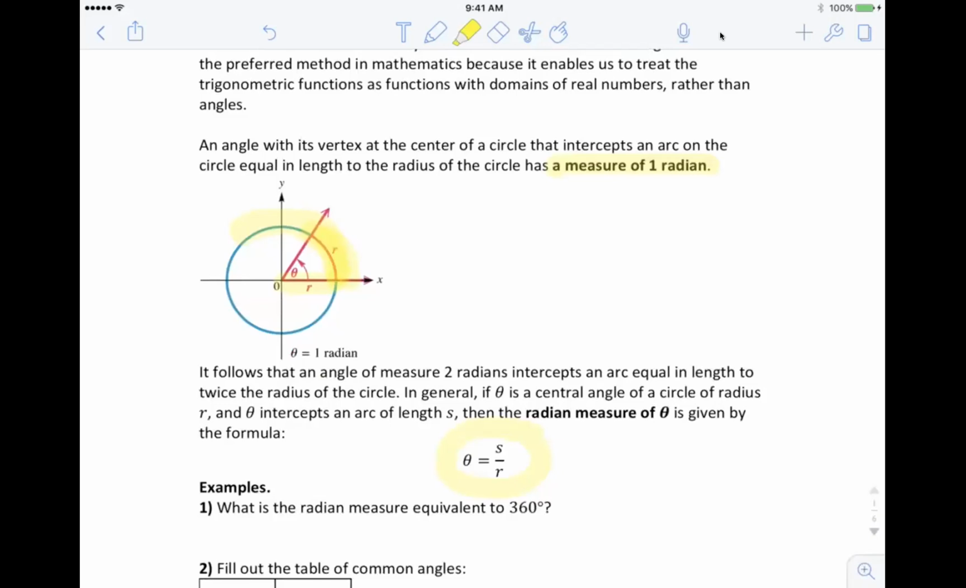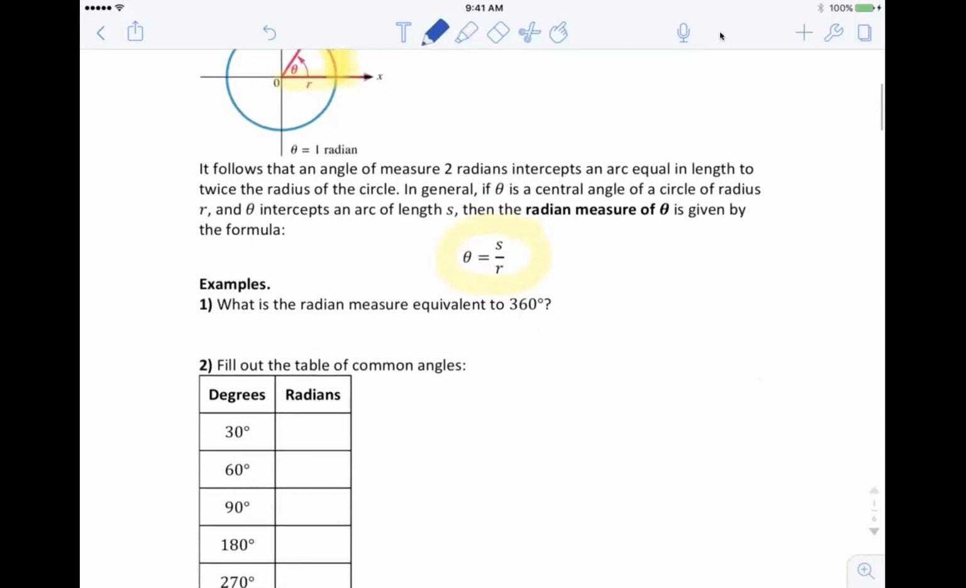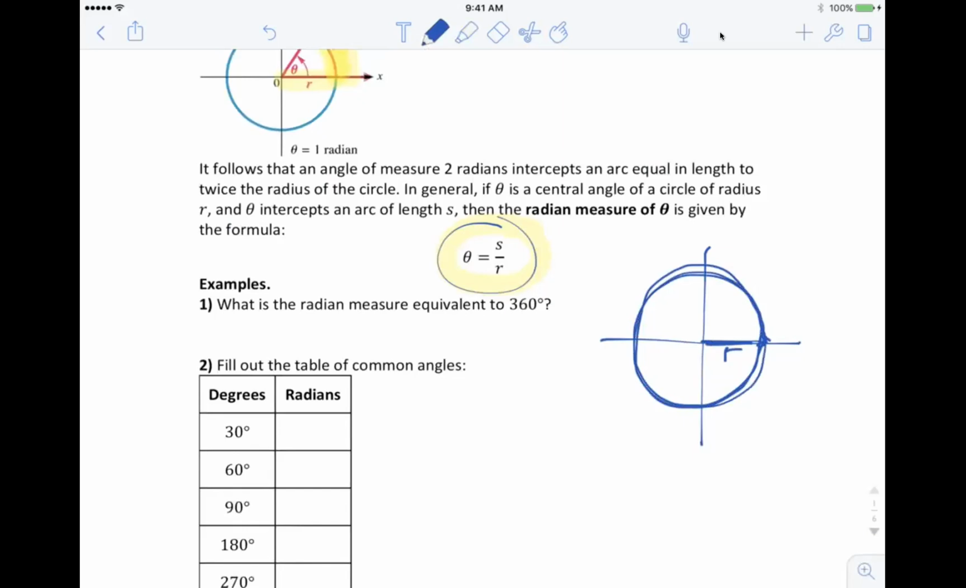So what about the radian measure equivalent to 360 degrees, right? So 360 degrees is all the way around. So there would be the angle, right? And let's say this has a radius of r. Then it's using this formula. The s would be the length here, and the r is the radius of the circle. Now the length around the circle is also called the circumference of the circle, which has a formula, 2 pi r.